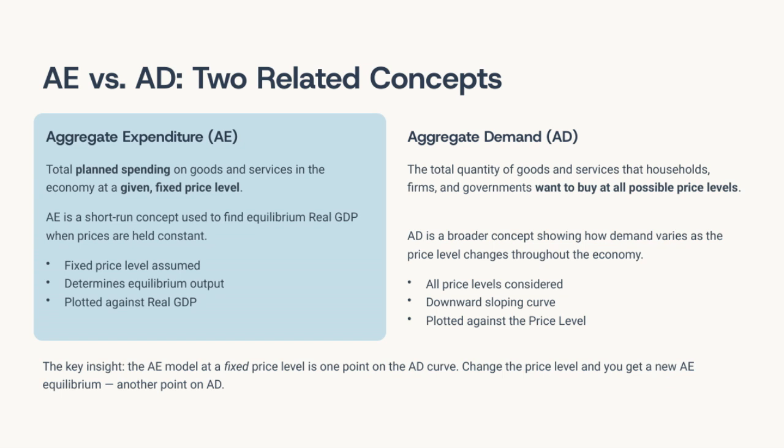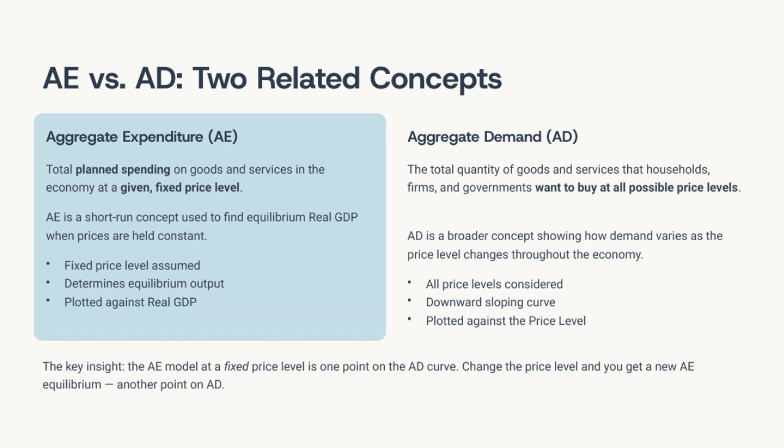When we change the price level, we actually move to a new equilibrium, which corresponds to another point on the AD curve. Think of it this way. The AD curve is downward sloping, and it's plotted against the price level. It shows us how demand in the economy varies as the overall price level changes.